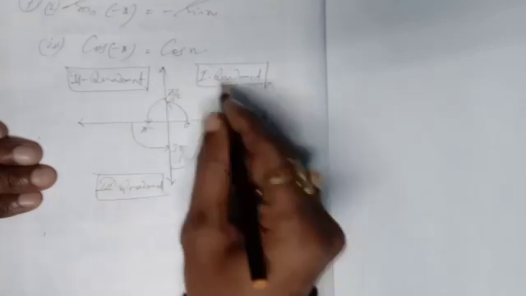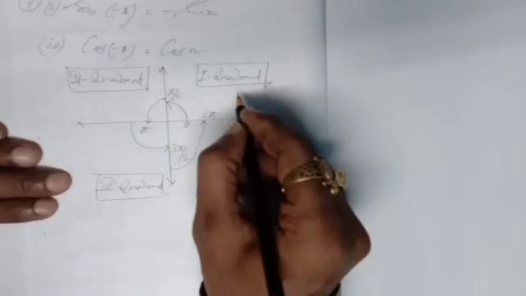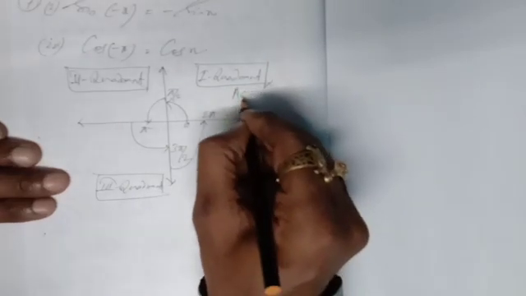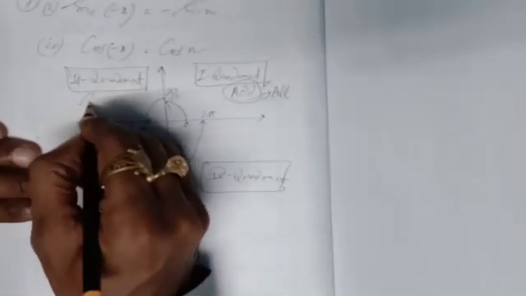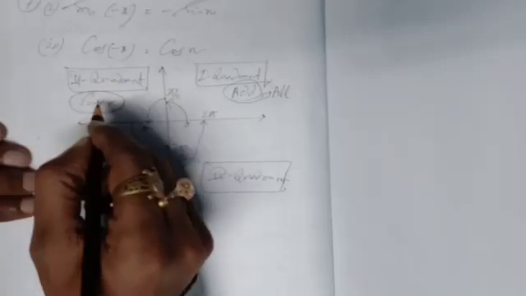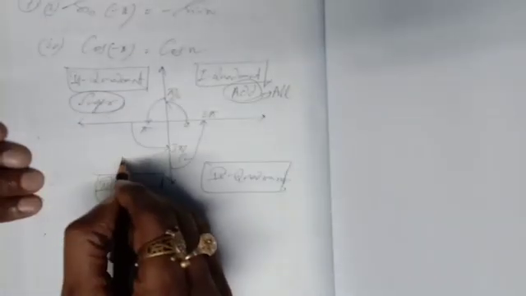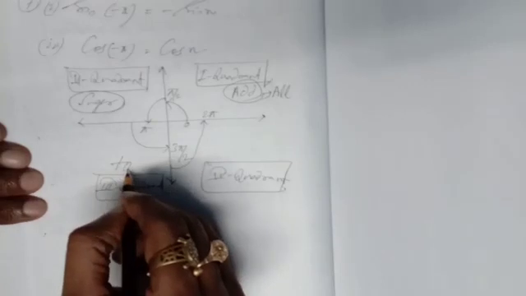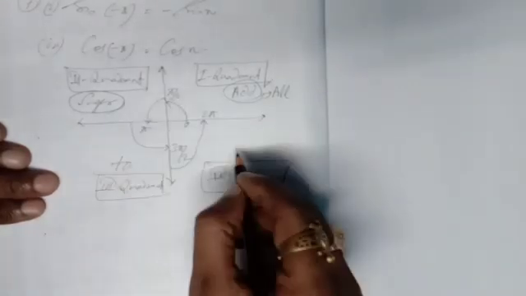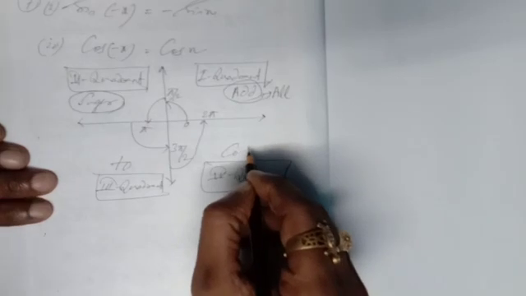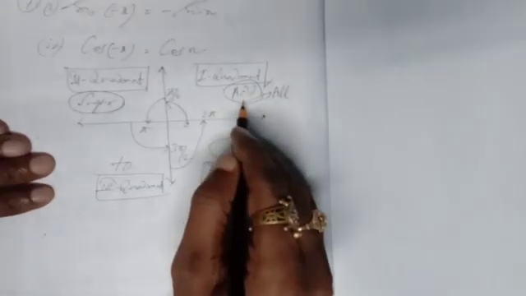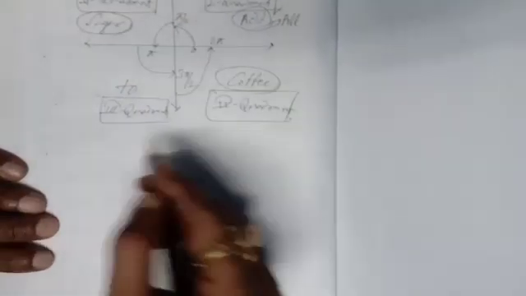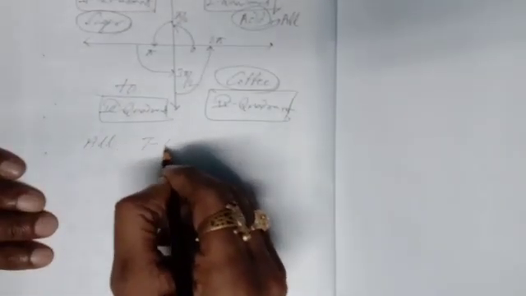In this case, rotating from 0 to pi by 2, all positive means: add sugar to coffee. Add means all positive. Sugar means sin theta and cos theta positive. Add sugar to coffee. T means tan theta and cot theta will be positive in the third quadrant. This is the way of memorizing in which quadrant which ratios are positive. Add means all T ratios positive, all T ratio means all trigonometric ratios.